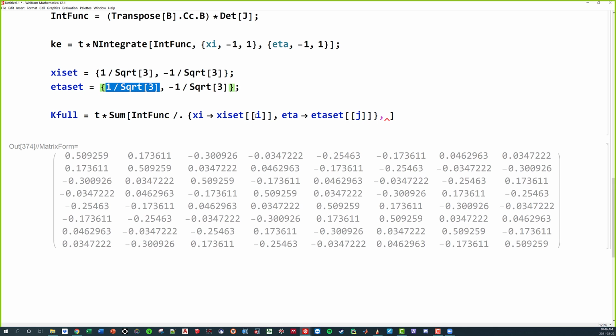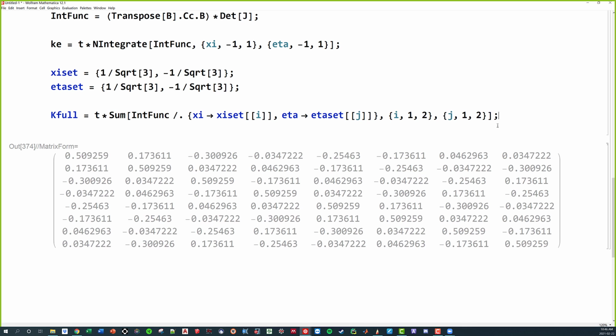Now let's say i goes to 2 and j stays 1. Well, then we are looking at our integration function when z is negative 1 over square root 3 and eta is still 1 over square root 3. So hopefully that makes sense to you guys. So our limits here are just going to be from 1 to 2 because those are the size of our z set and our eta set. So we're going to have j equals 1 to 2. And that's how we find our stiffness matrix for full integration.